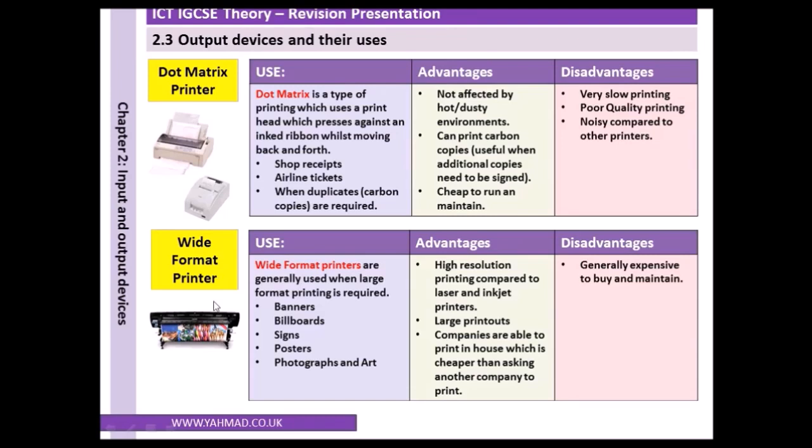So the wide format printers are used when large printouts are required. So for example, when you're printing banners, billboards, signs, posters, photographs and art. The advantage is high resolution printing compared to laser and inkjet printers, large printouts. Companies are able to print in-house, which is cheaper than asking another company to print. Disadvantage, it would be quite expensive to buy the wide format printer and to maintain and to replace the ink cartridge as well for the wide format printer.